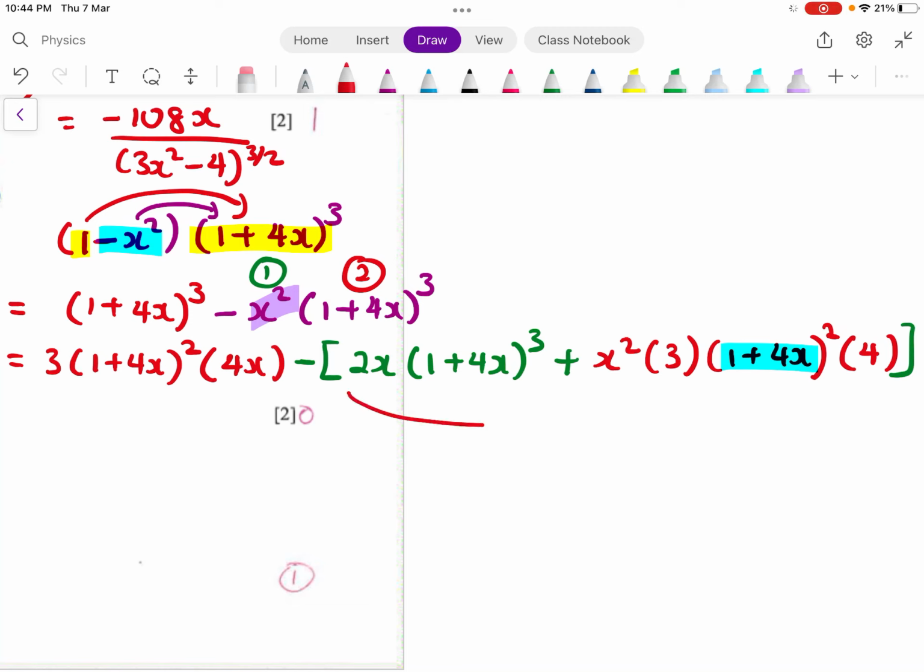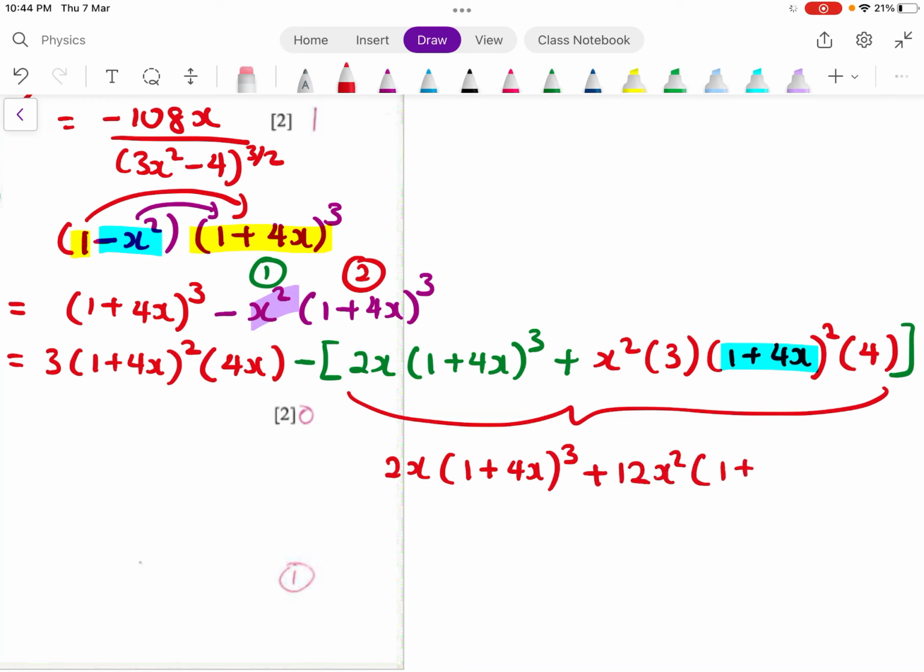So that means this whole thing is equal to 2x(1 + 4x)^3 plus 12x^2(1 + 4x)^2. This one's so long. Okay, then I open up the square bracket. Of course, when you open up the square bracket, this minus 1 you need to put inside, which means the whole of this is minus. Then this plus right here becomes minus, so this is minus also. Hopefully my calculation, everything is okay.